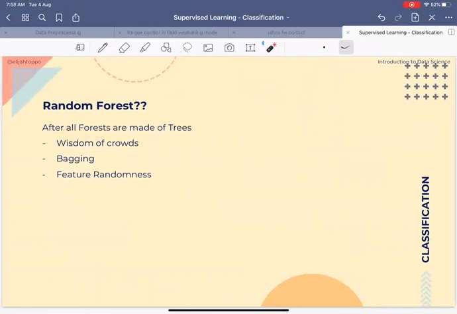Okay. Can you tell me what will be the advantage of this method? Any guesses? So random forest is again another classifier, and it uses multiple trees to be able to make the prediction.